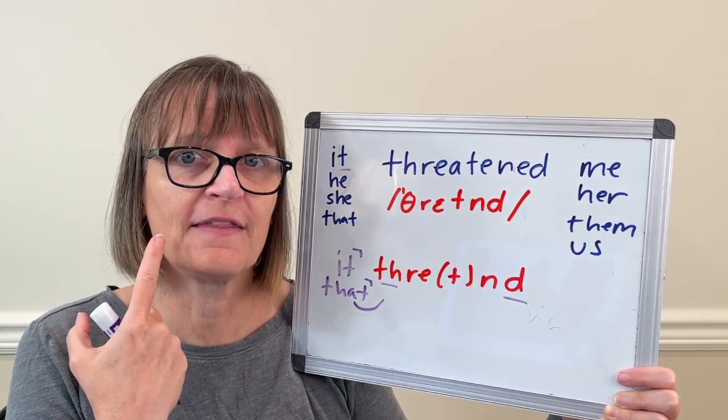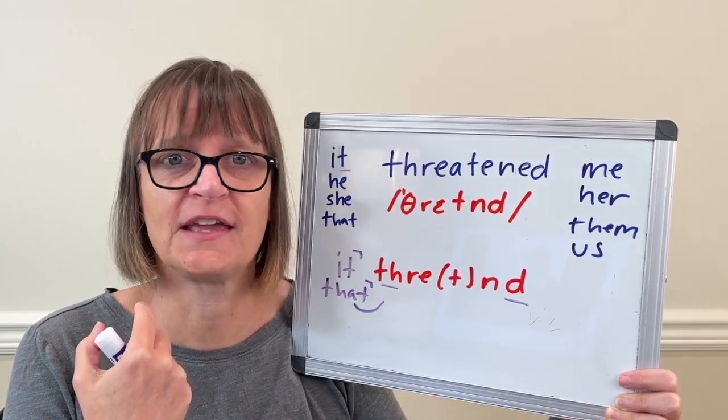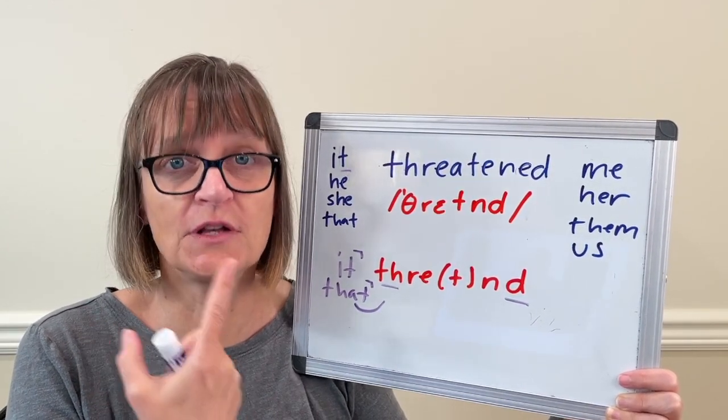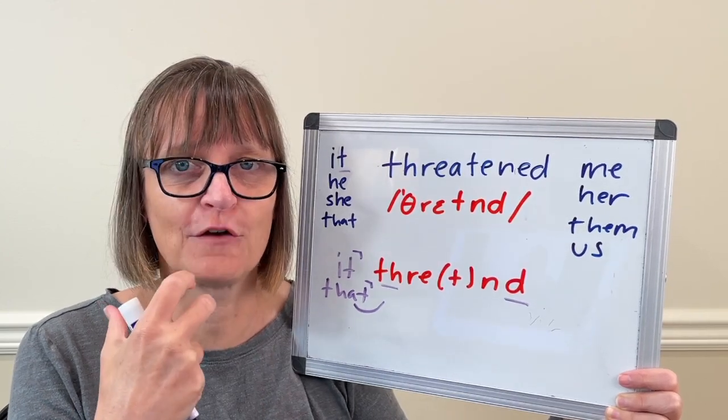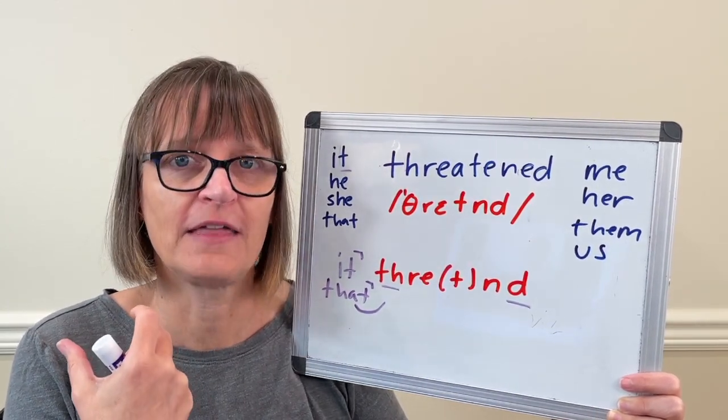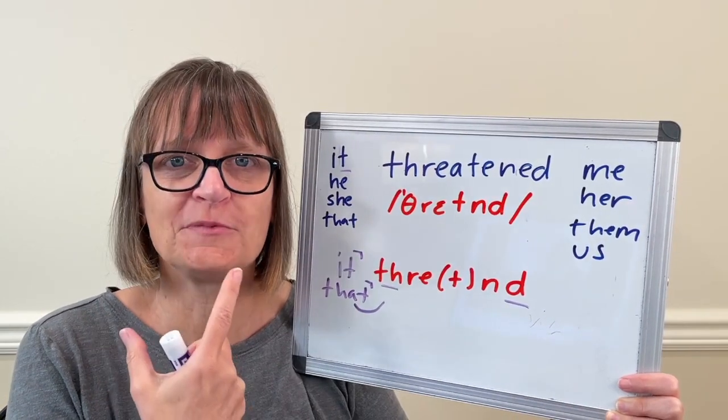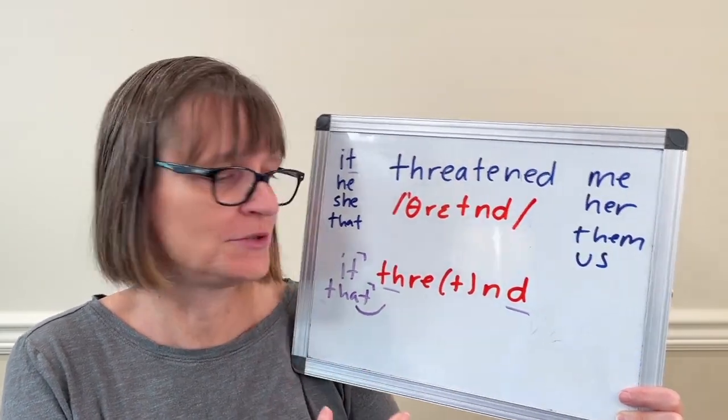If I just say it, that, I'm going to put my tongue up. If I say it threatened, you can see that my tongue already comes to the TH position as I'm stopping the air for the T. It threatened me, that threatened me. So that helps me say that fluently and link those two together.